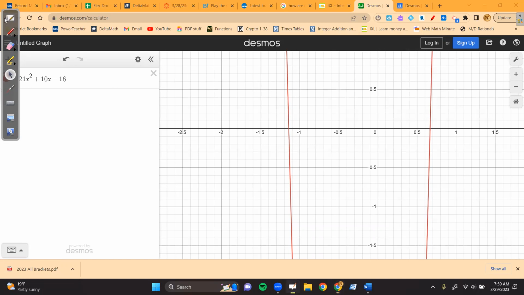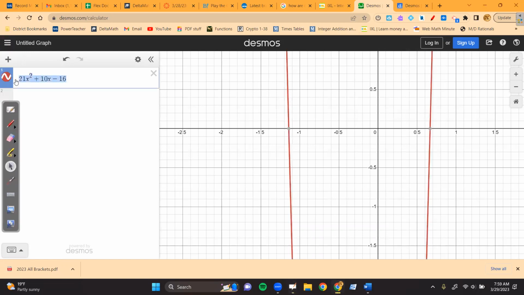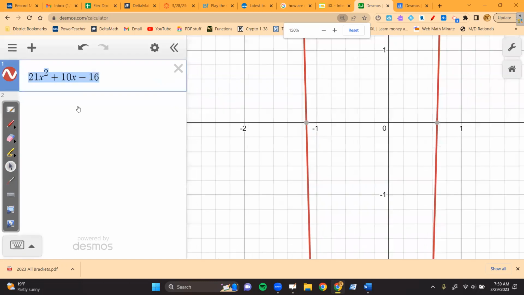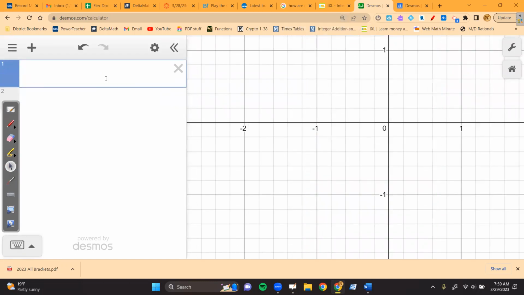So what I'm going to do is head over here to the left. Up in this left corner, there's a box. Let me zoom in a little bit so you can see better. You're going to go into this box, and your box is going to look empty like this when you first get there.